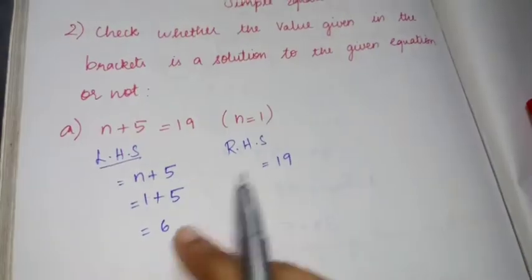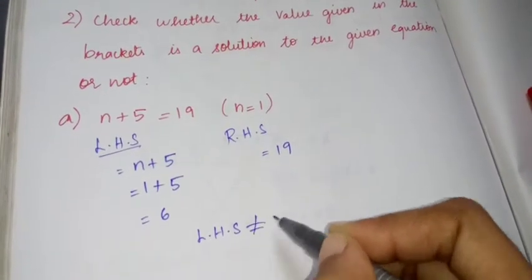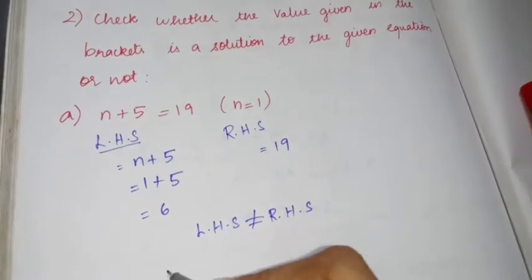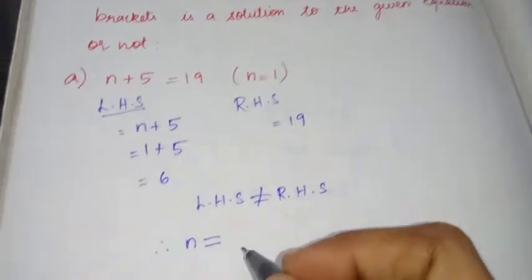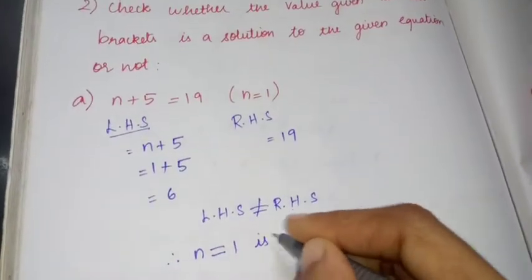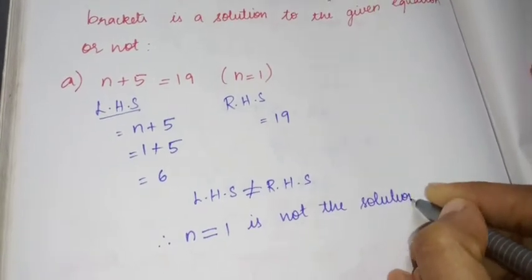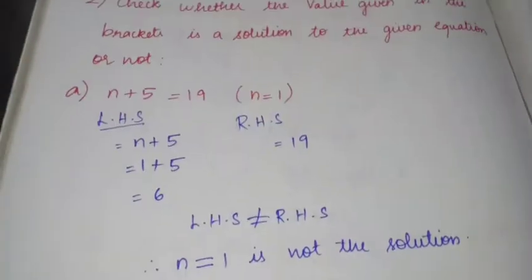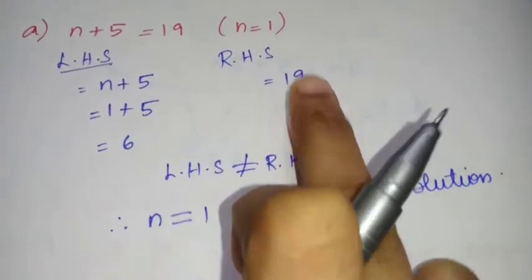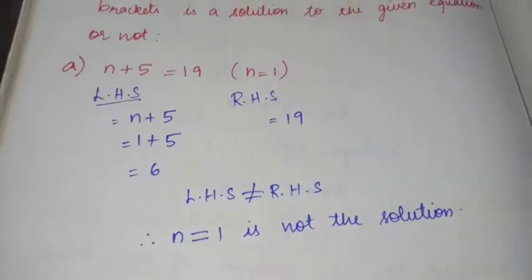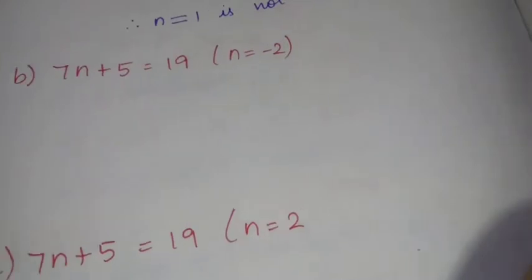19. Whether LHS and RHS are equal? No. LHS is not equal to RHS. Therefore, n is equal to 1 is not the solution. If both are equal, we can say n is equal to 1 is a solution. See here 6 is coming, here 19 is coming. So n is equal to 1 is not a solution of this equation. Understood? Next is your B question.